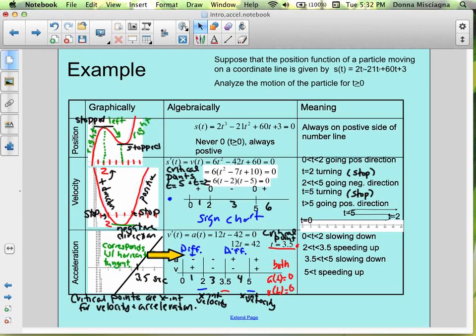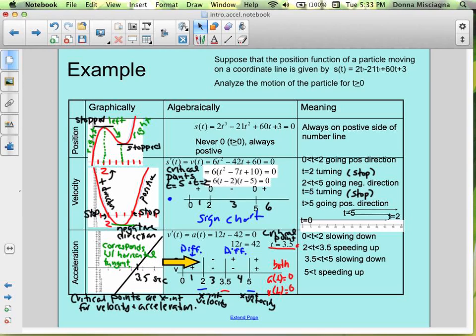Right? So everywhere from 0 to 3.5, acceleration is negative. We see that in the graph. Velocity, though, is positive on the interval from 0 to 2. So notice our signs do not match for acceleration and velocity. So that means the object is slowing down. When they are different signs, the object is slowing down. So from 0 to 2, the object is slowing down.